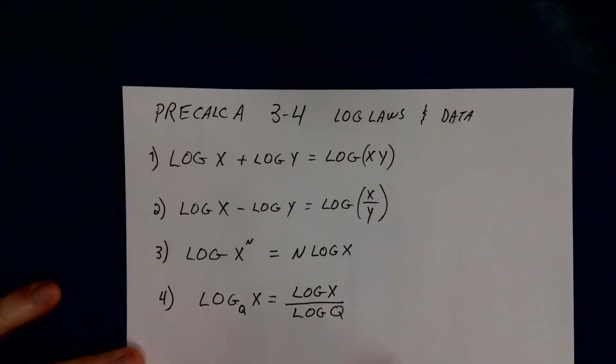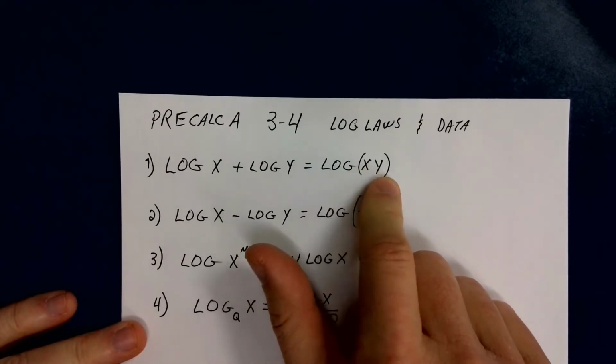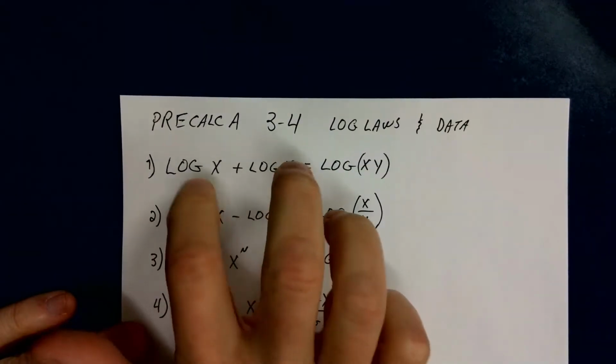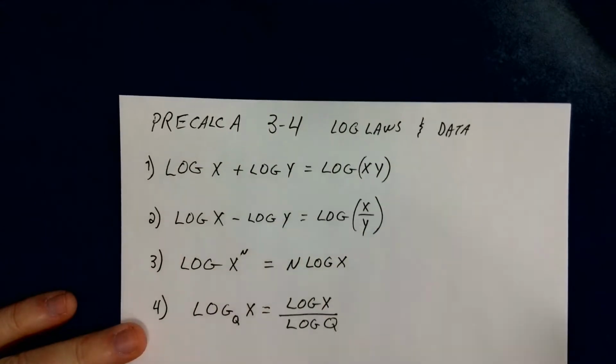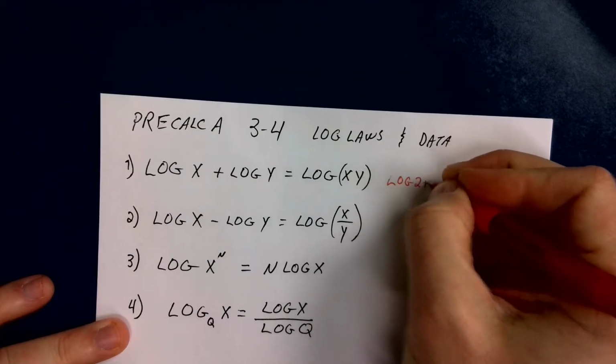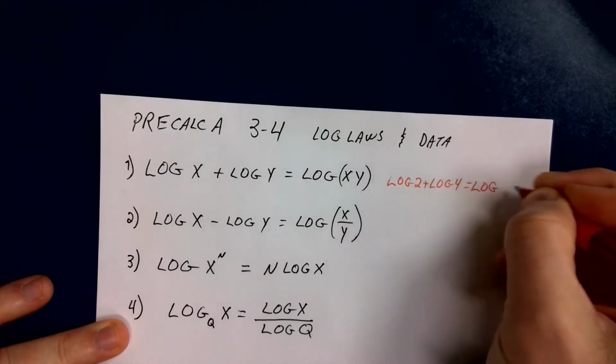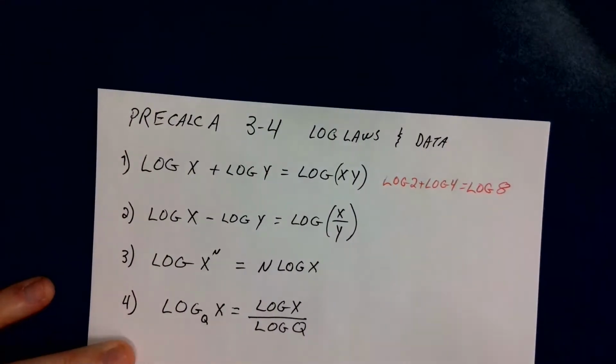basically is a product law. It says that if I multiply 2 numbers together, I could write them individually as the sum of their logs. So the example on this, the log 2 plus the log of 4 equals the log of 8.